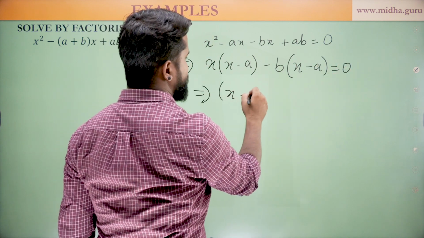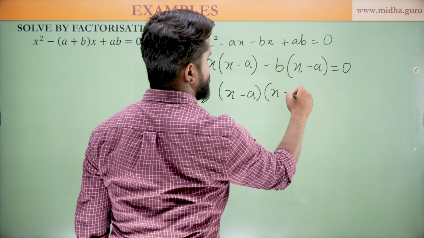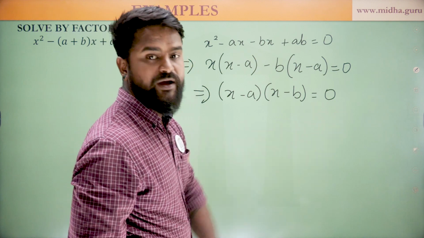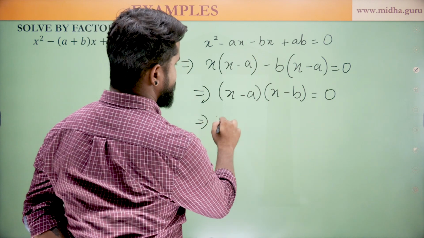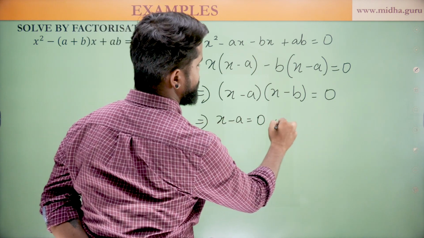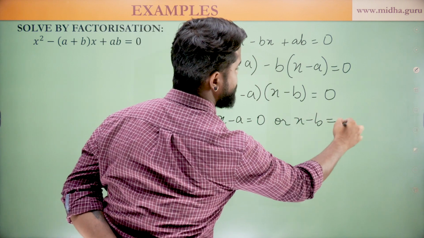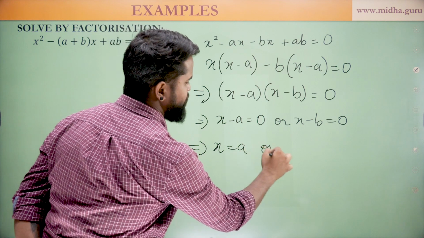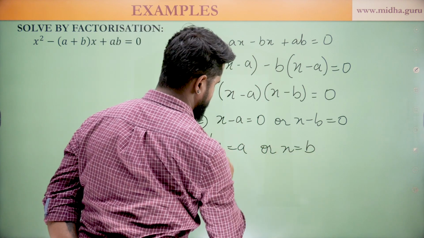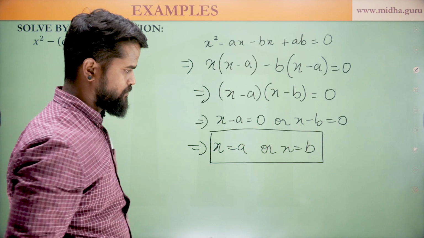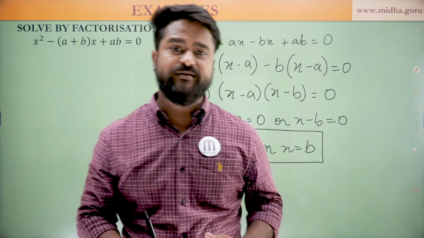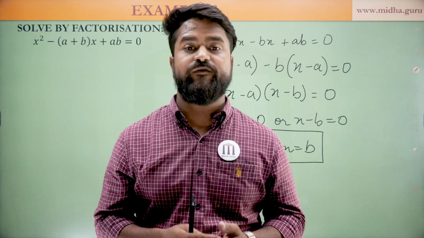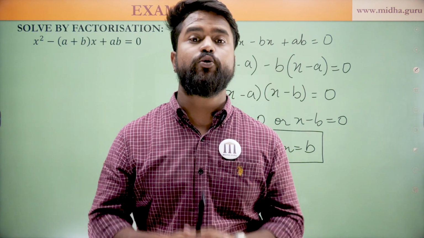So then I'll write that x minus a into x minus b is equal to 0. And again, based on the zero product rule, I can say that either x minus a is equal to 0 or x minus b is equal to 0. So x will be equal to a or x will be equal to b. So students, this is how we use the method of factorization to solve or to find the solutions, roots of any given quadratic equation.